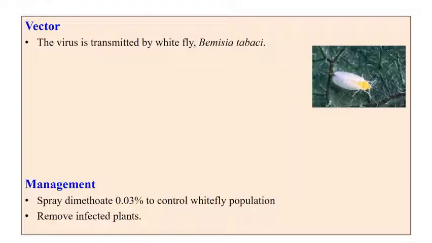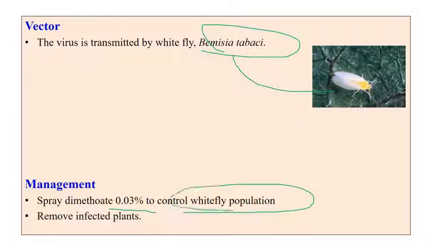This disease is transmitted by the insect vector whitefly, Bemisia tabaci. Coming to the management aspects, spraying dimethoate at 0.03% can control the whitefly population, and removal of infected plants is also one of the management practices.